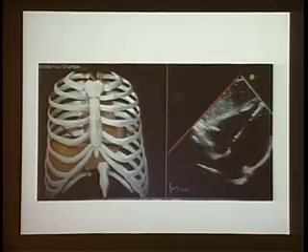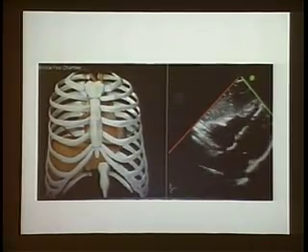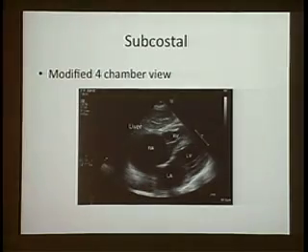These are the left-sided cavities. And you have them here. This is the RV, tricuspid here, RA. This is your LV, mitral, and the LA. And again, this view alone gives you a lot of information.